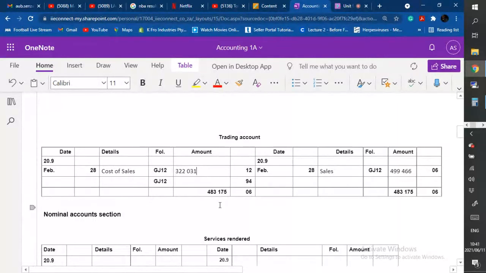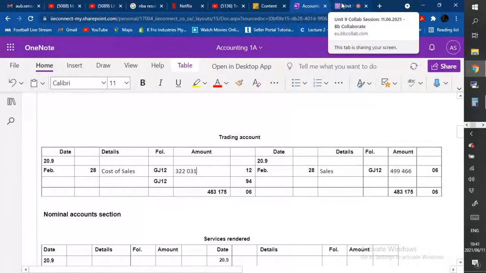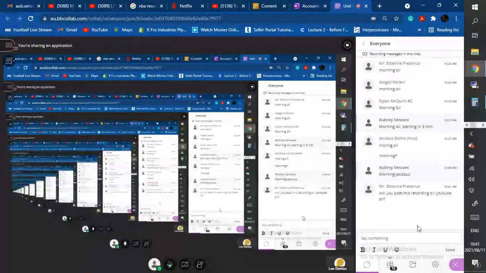Now we know that we need to close off. So we finished now with step 2. Now we need to close off the trading account to the profit and loss account. But I hear something in the chat, so let me get to that first.